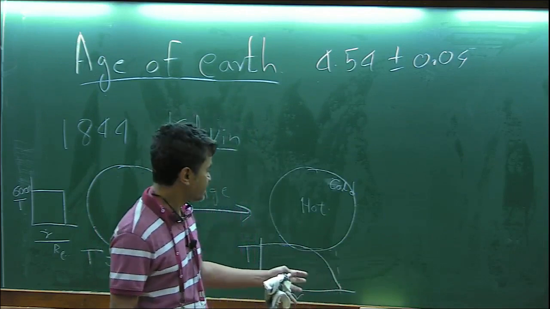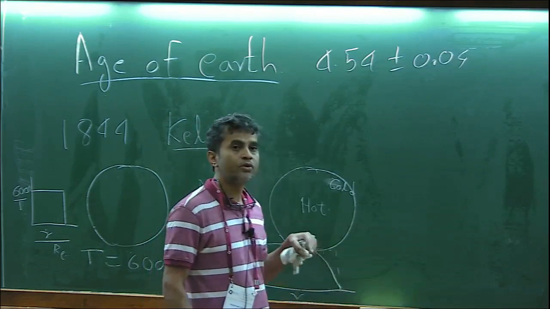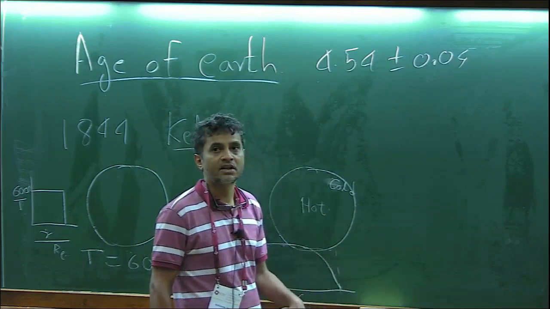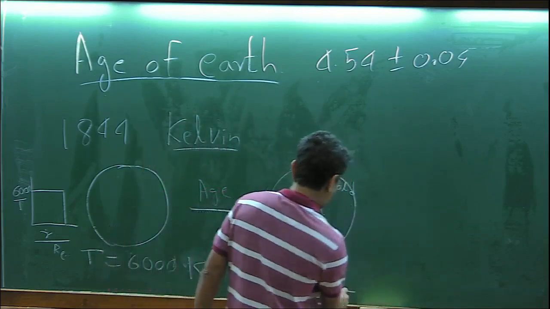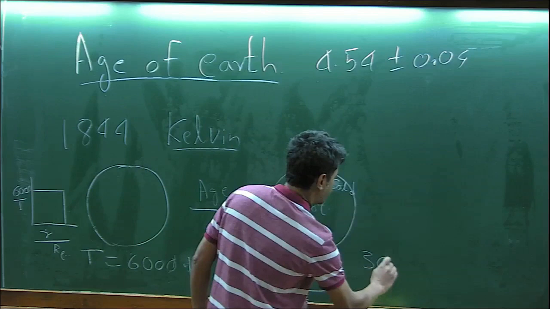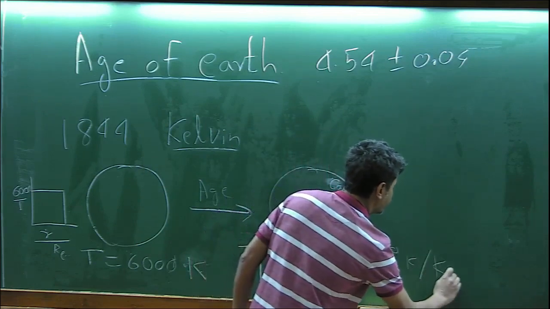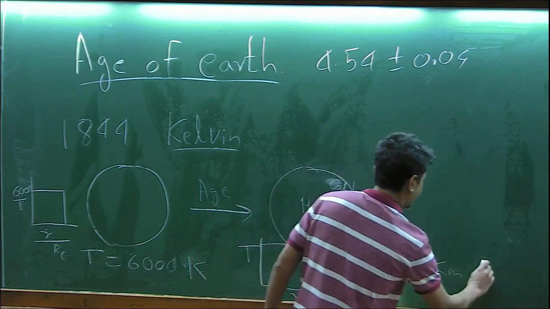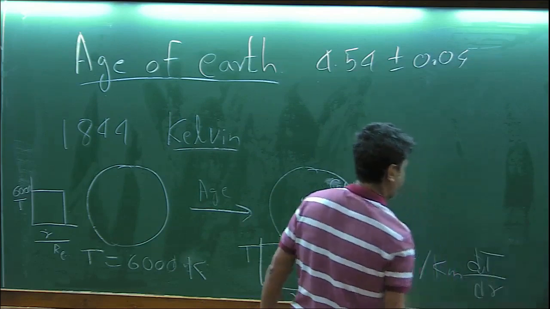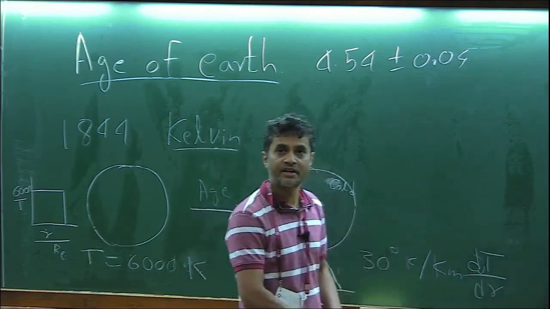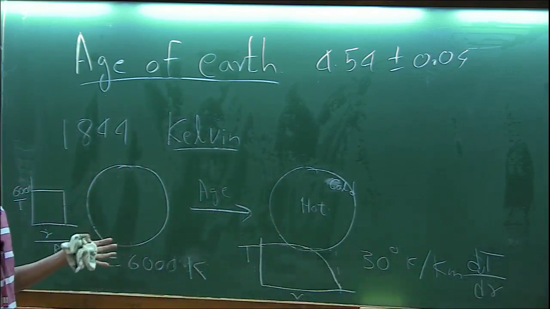What was known in Kelvin's time is that if you go about a kilometer into the Earth, the temperature increases by 30 degrees Celsius. So the temperature gradient is like 30 Kelvin per kilometer. This is dT/dr, the temperature gradient at the surface of the Earth. Now, given this information, how can you estimate the age of Earth?